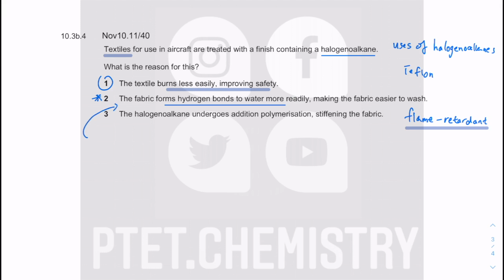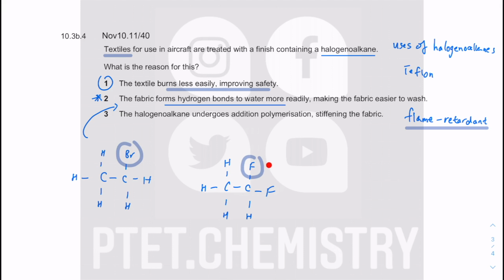When you think about halogenoalkane, we could be looking at a simple halogenoalkane like bromine, or we could be looking at a fluorine, for instance, or chlorine. So let's say I have a fluorine like that. Doesn't matter. Halogenoalkane: halogen bonded to a part of an alkane chain. Even though we have this highly electronegative fluorine, it is not bonded to hydrogen. So the fluorine is not bonded to hydrogen.